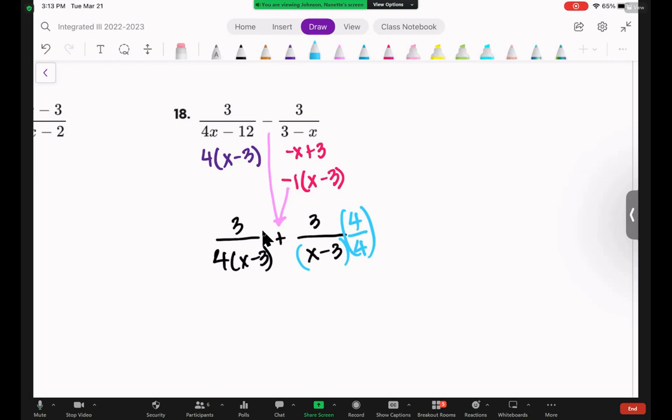So then my answer is going to be equal to my denominator, 4 parentheses x minus 3. And then my numerator is going to be 3 plus 3 times 4, which is 12. So this is going to be 3 plus 12, which is 15. And they say, okay, can I simplify you? And I'm like, no. Some of you will say, hey, Ms. Johnson, can you simplify that 15 and the 3? Your answer should be no. Why not, Ms. Johnson? Because of that minus.